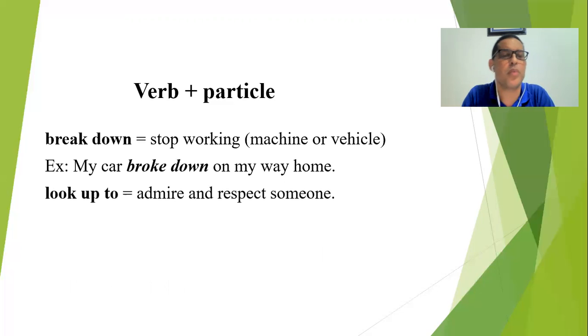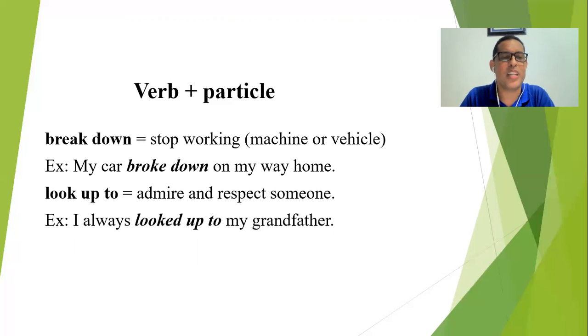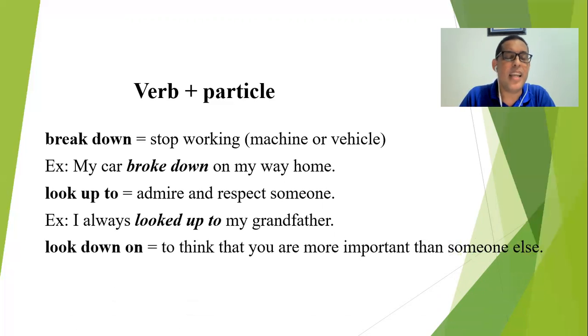The next phrasal verb we have is look up to, which means admire and respect someone. We have someone to look up to in our lives. Okay, and the example goes like this. I always looked up to my grandfather. Now let's move on to look down on. To think that you are more important than someone else.